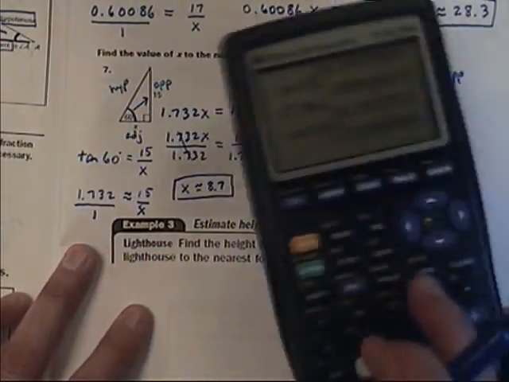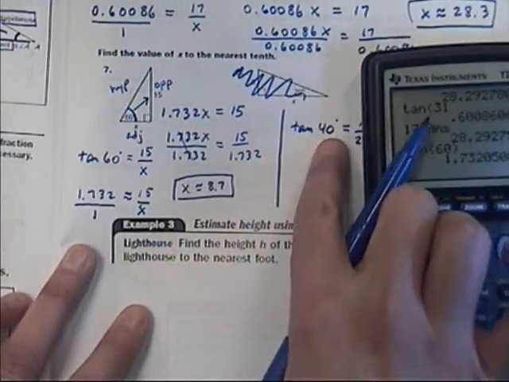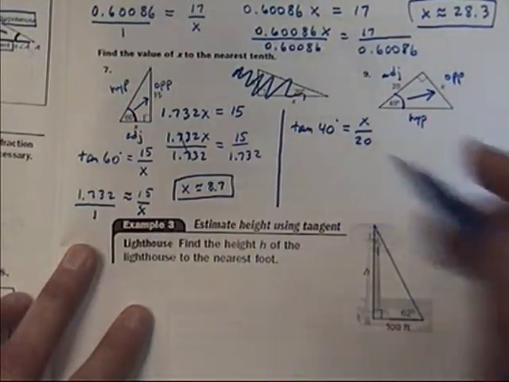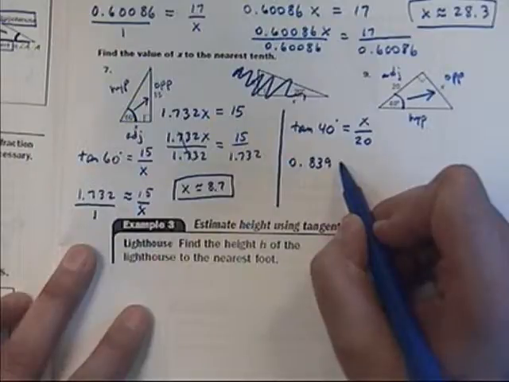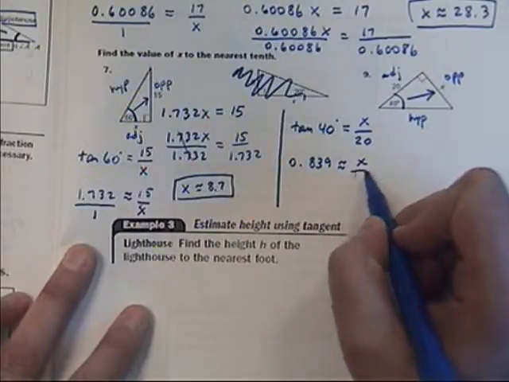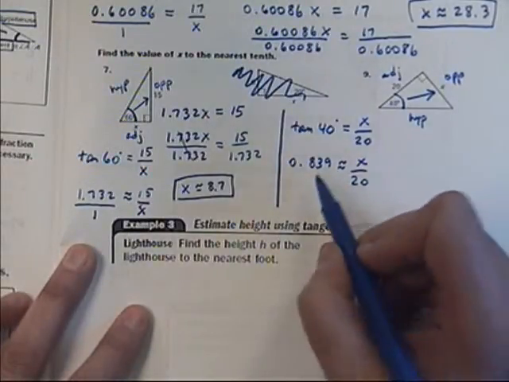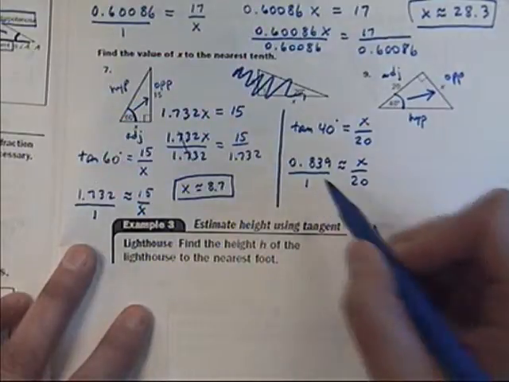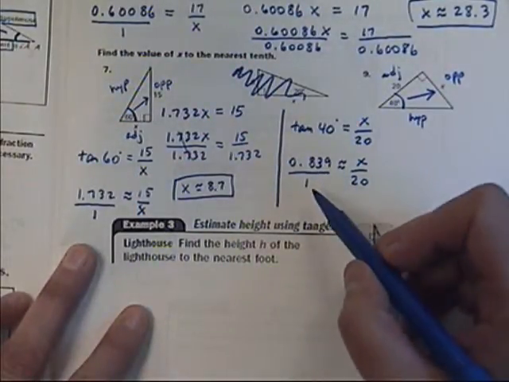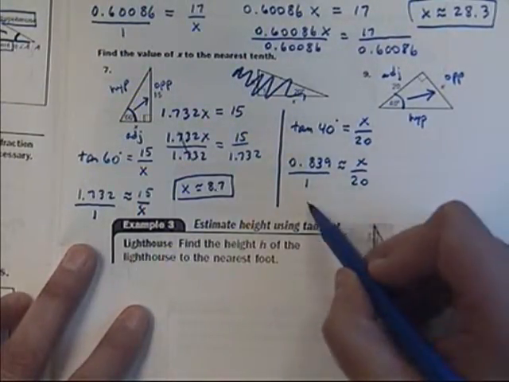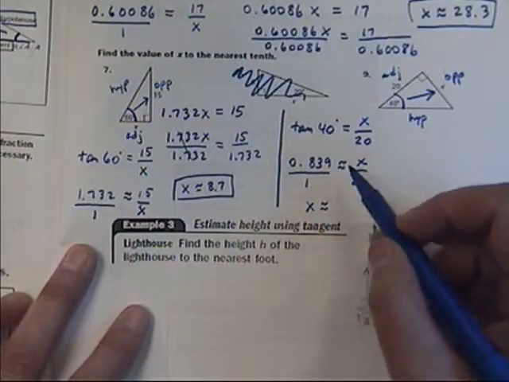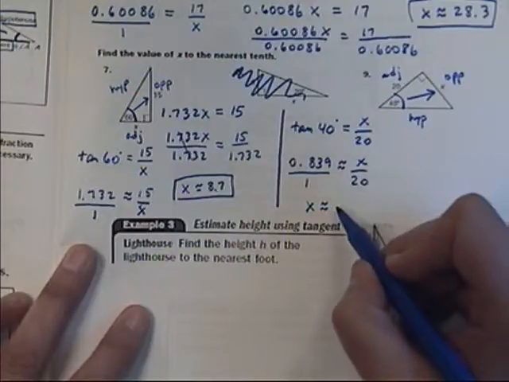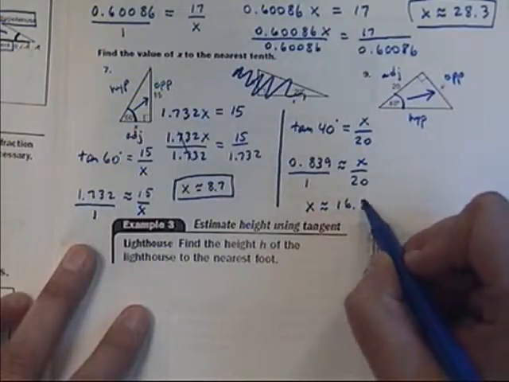So again, on my calculator, I'll find the tangent of 40 degrees, which is about 0.839. And this time when I cross multiply, making this into a fraction by putting it over 1, I get 1 times x, which is just x, and then 0.839 times 20, which gives me approximately 16.8.